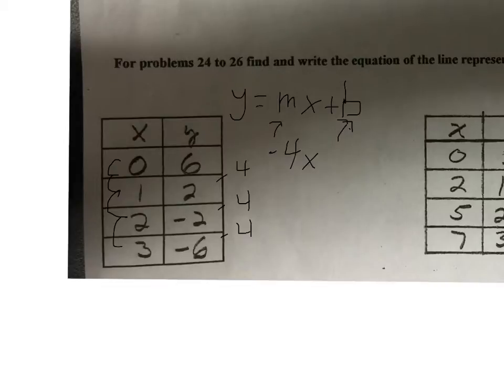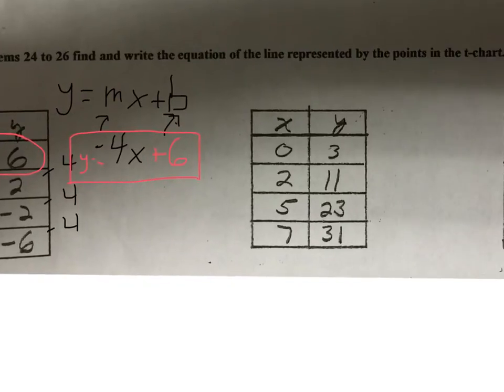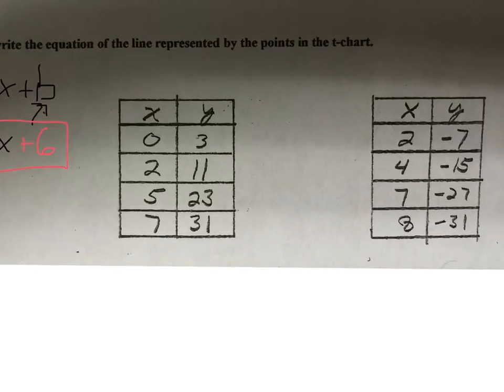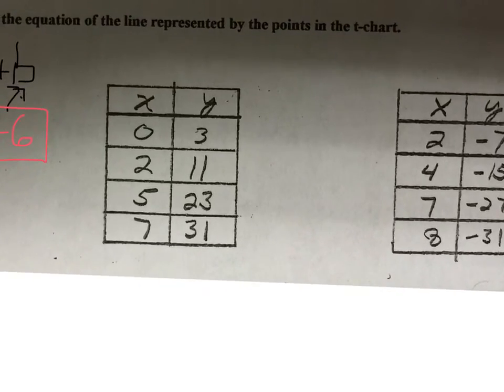The next step is to determine what the y is when the x is 0. And that's 6. Positive 6 means it's plus 6. So there's your equation: y equals negative 4x plus 6. That one's really easy because it's counting by ones. The next equation is a little bit more challenging because you'll see that this is going from 0 to 2, and then 2 to 5, and then 5 to 7, so it's every 2.